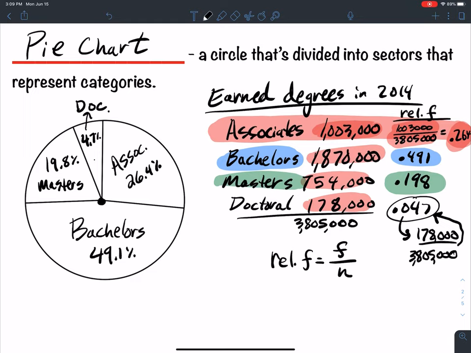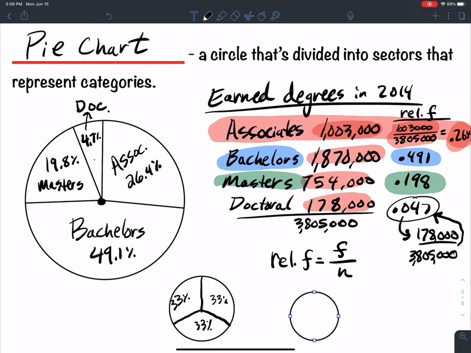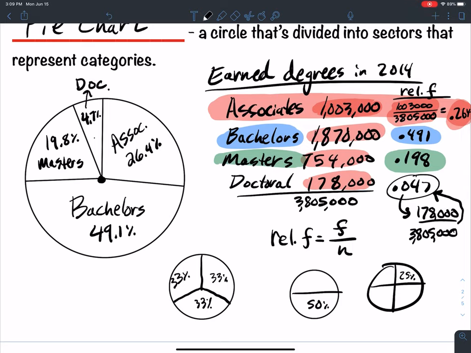So just kind of go off like, you know, if it's a circle and it's like a third, a third kind of gets divided up like that. So that's about 33%. Okay. If it's a half, I mean, that one's pretty easy. You just cut it in half, right? If it's a quarter, 25%, you split it into four pieces. And you can just kind of go from there, okay?